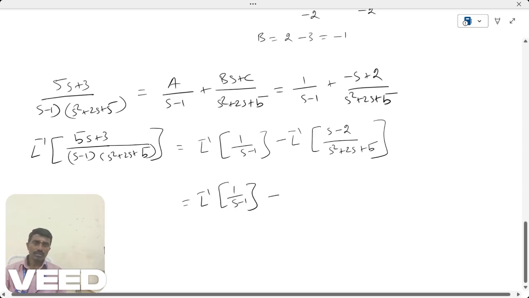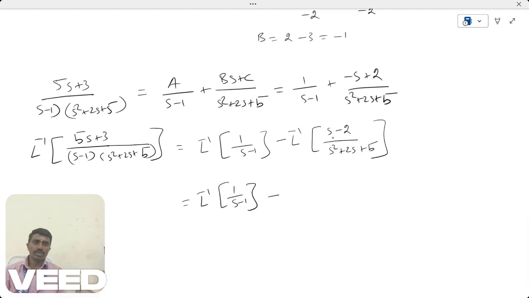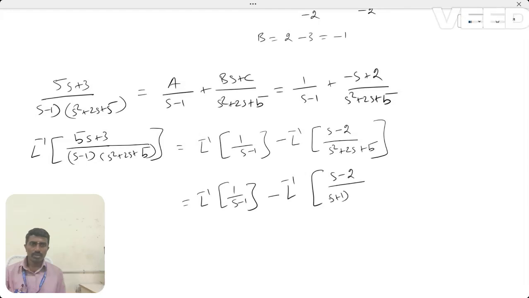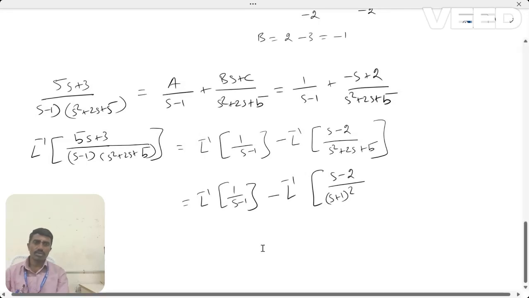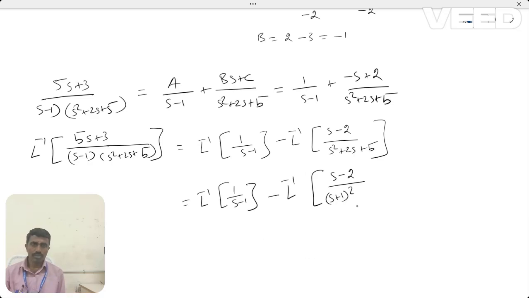Here we are going to use the first shifting property. For that, you first complete the square for the denominator. Then what do you make it? L inverse of s minus 2 divided by (s plus 1) the whole square. So (s plus 1) the whole square is s square plus 2s plus 1. But here plus 5 is there, so plus 4 should be added.